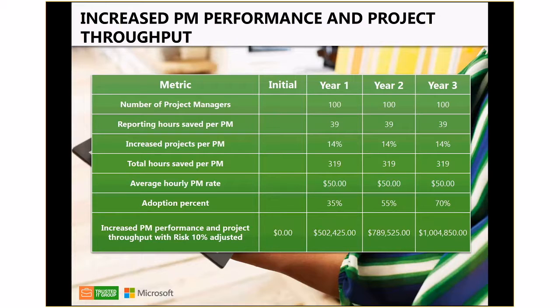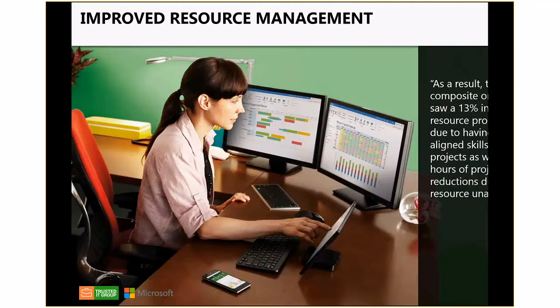So again, first year, you could see the benefits of $502,000 all the way up to $1 million. And these numbers really vary based on your particular organization. Again, I can't stress it enough. I have this spreadsheet that you can play around with the numbers and make it more realistic to fit your particular organization.